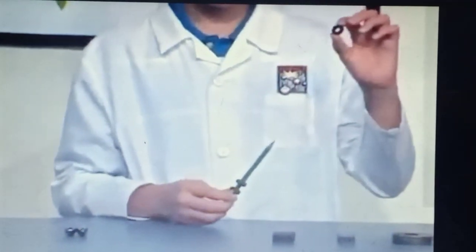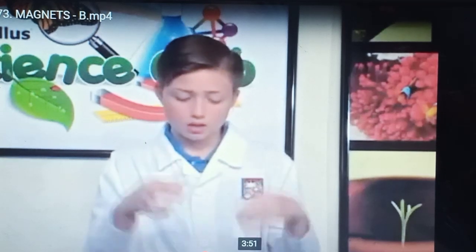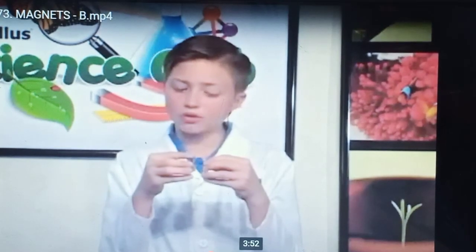Over here is one magnet, kind of like this one. These magnets have two ends. The ends are called poles. The poles are the strongest places on the magnets. The magnets have a north pole and a south pole. The north and the south want each other. When putting them together, the north and south will stick together.